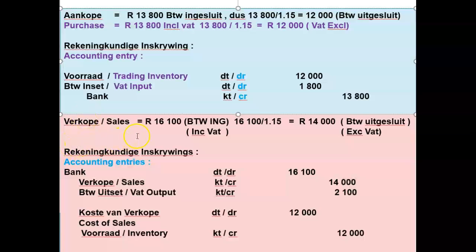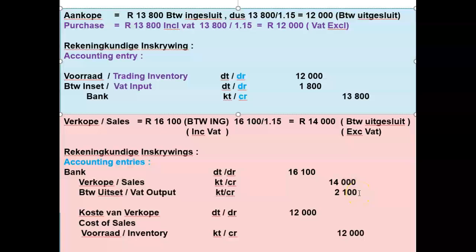Then we've sold these goods for 16,100 Rand. We take out the VAT, first step. So the VAT exclusive selling price was 14,000 Rand. How much did we receive? We received the invoice amount of 16,100. So bank debit, 16,100. What is our revenue that we realized? We only realized 14,000 Rand worth of revenue, the VAT exclusive amount. 14,000 times 15% is the amount included in that 16,100 that we owe the receiver of revenue. So VAT output credit, 2,100 Rand.